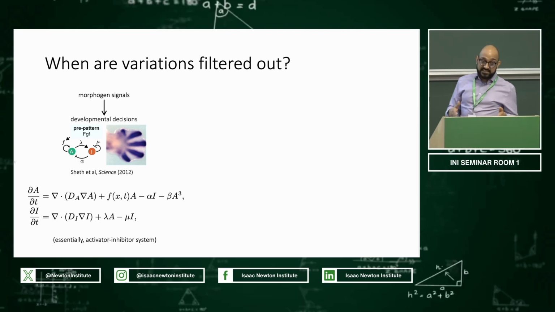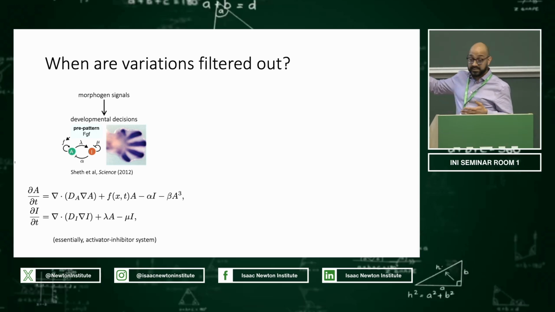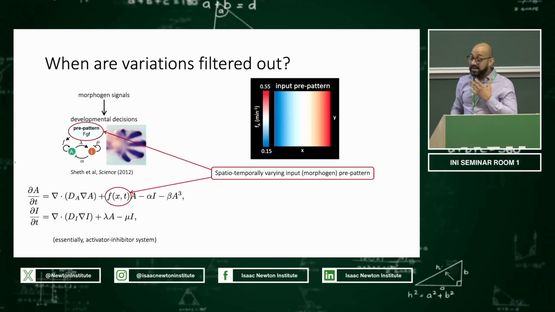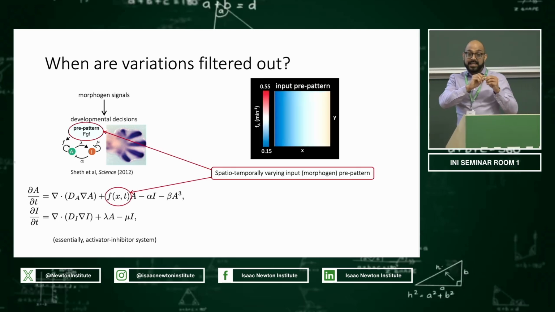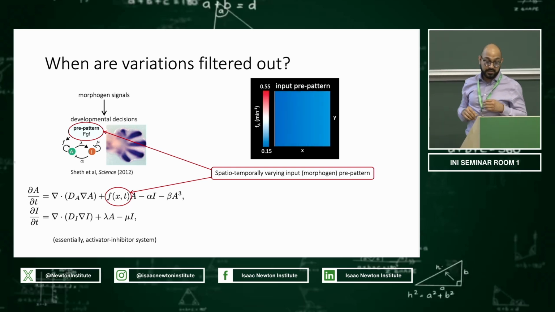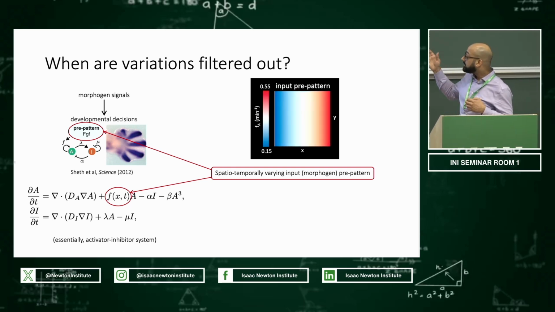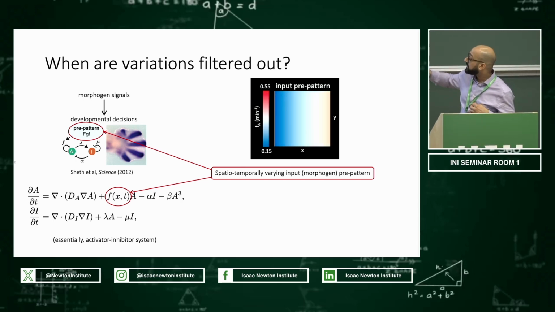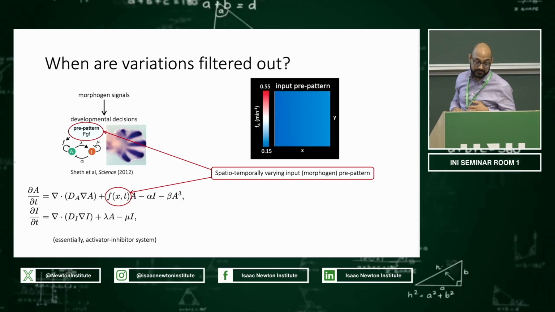And the precise details aren't too important, but you can basically just think about this essentially as an activator A and an inhibitor I. So you just get this activator-inhibitor type system shown here. And in this model, there is a prescribed input pre-pattern morphogen that feeds into the system. This is an input to the system quantified through this spatio-temporally prescribed function f of x, t.